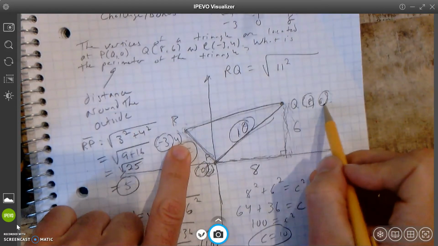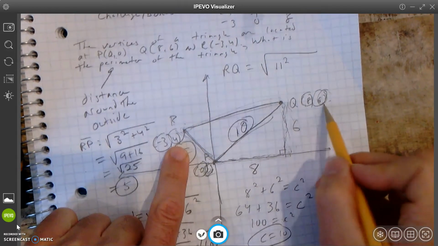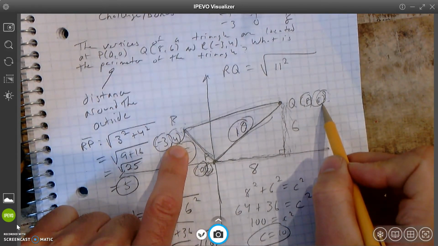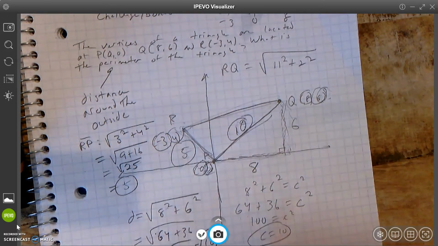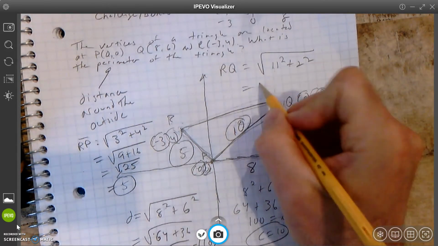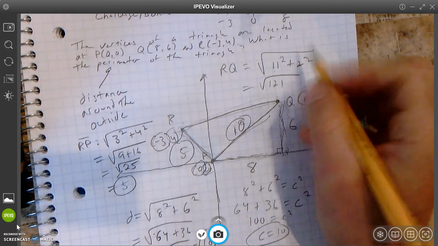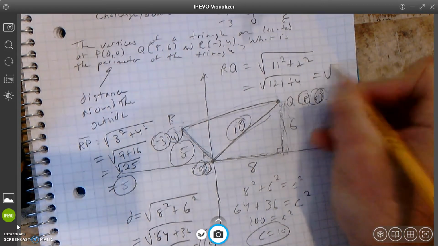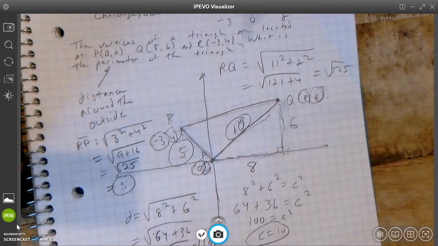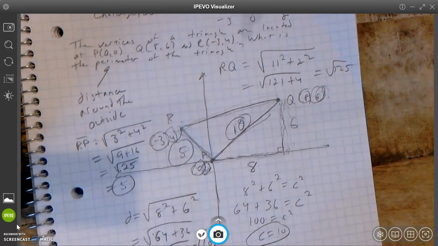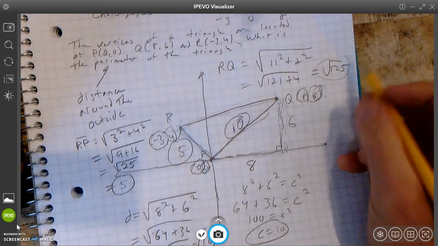Now let's look at the y's. 4 and 6, how far are they apart? That's going to be 2. So 11 times 11 is 121. 2 times 2 is 4. So that's the square root of 125. Square root of 125.